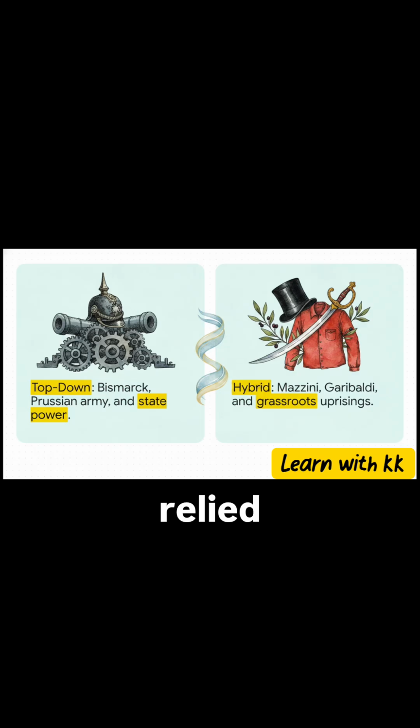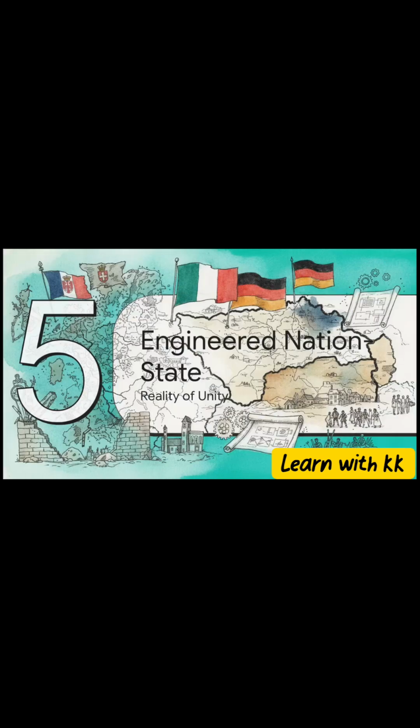Italy, on the other hand, relied on a messy but highly effective hybrid approach. It mixed Mazzini's radical underground ideology, Cavour's high society diplomacy, and Garibaldi's massive grassroots armed uprisings. Yet, despite having completely opposite playbooks, both regions successfully declared themselves unified nation-states in the exact same timeframe, culminating right around 1871. Which brings us to Section 5, the engineered nation-state, the reality of a newly unified populace.